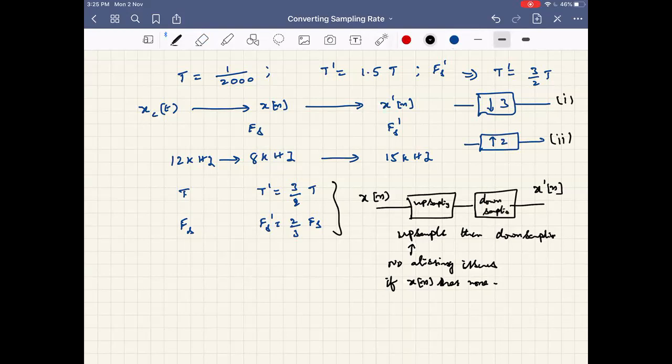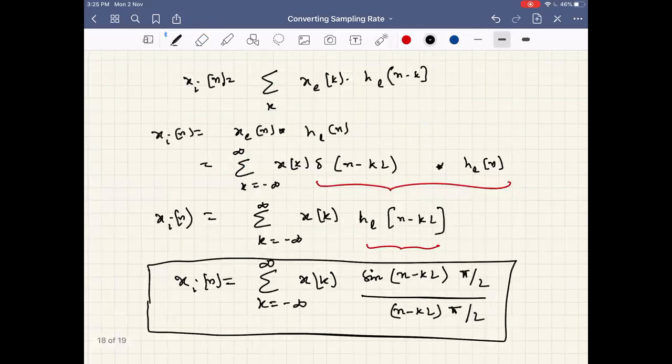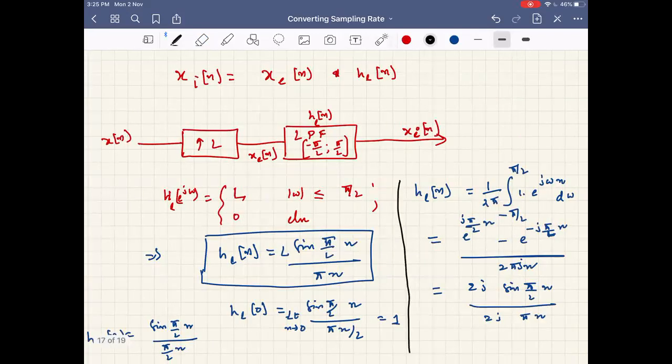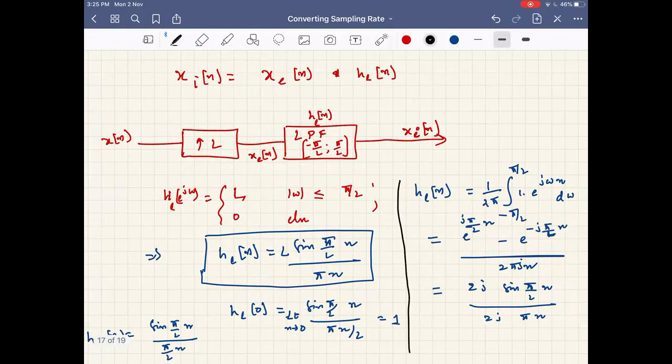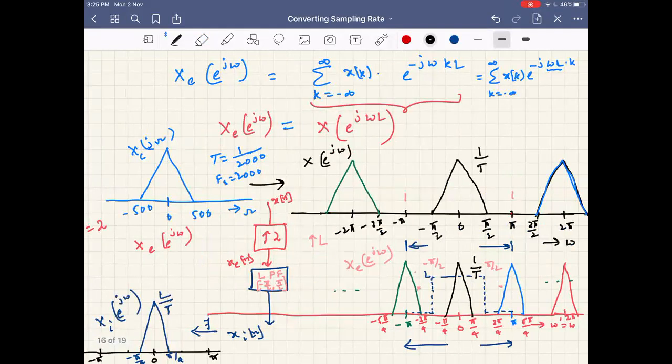But see, upsampling always comes along with what? The expanded signal is not good enough for any real practical purposes, and the additional spectrums that come because of the compression are also to be avoided. Thus, upsampling followed by a low pass filter is referred to as the interpolation operation. This is interpolation.